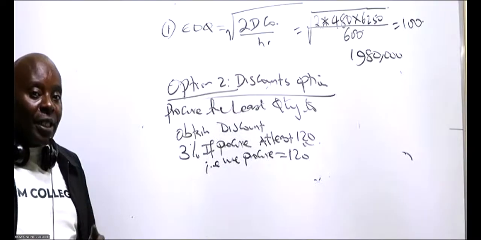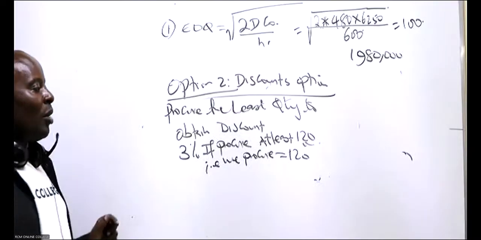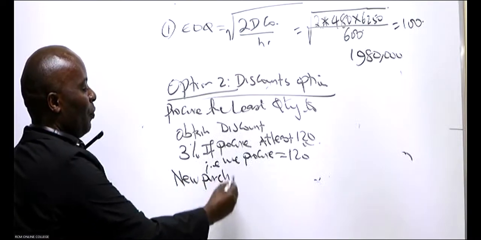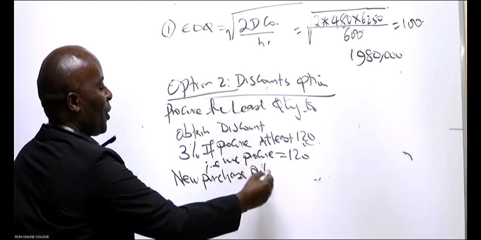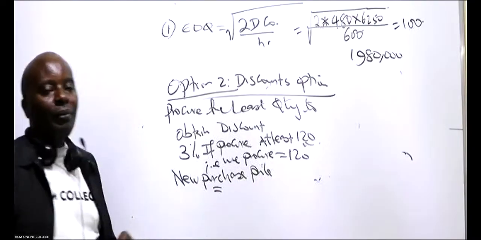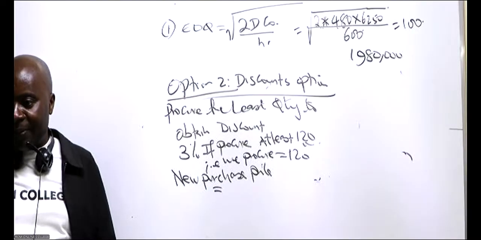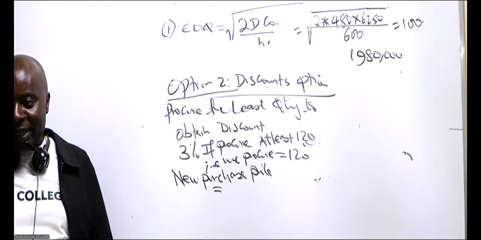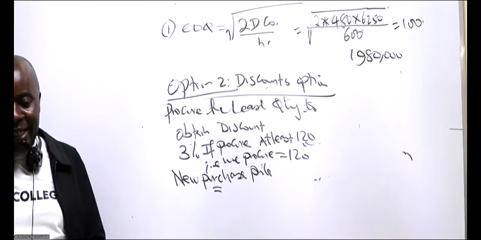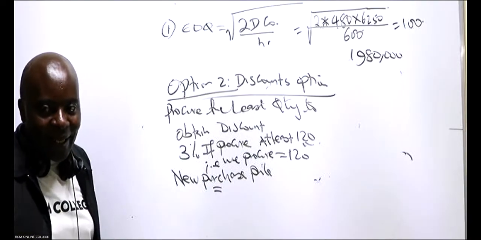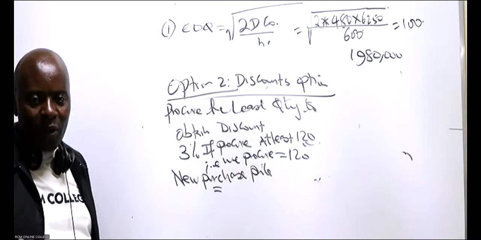Now, because it's a discount model, go ahead and give me the new purchase price. So remember, you had given me the old purchase price. Ilikuwa ngapi, the old one? 90? 1920,000. Hiyo ni gani hiyo?